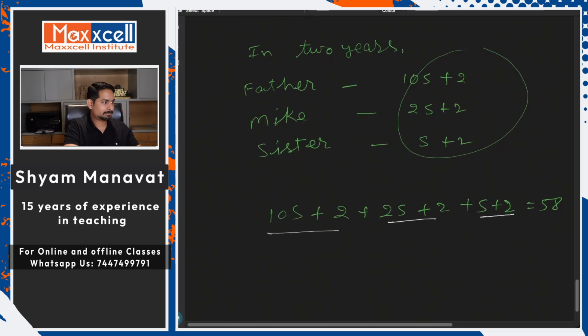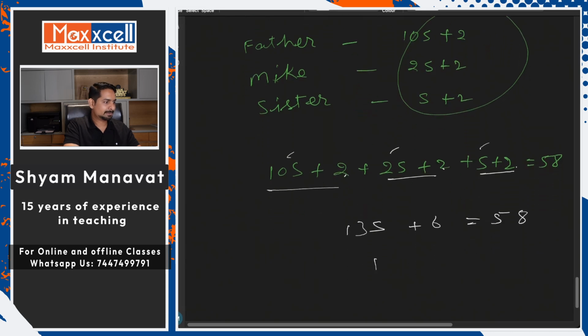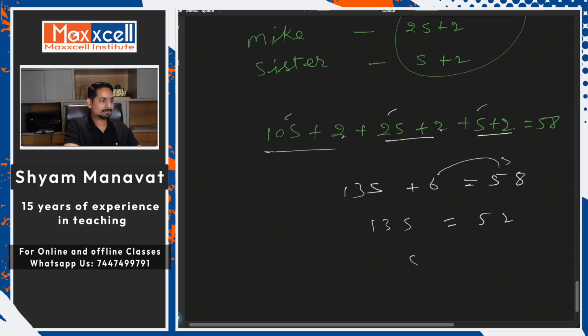Now let me solve this equation for you. 10s plus 2s plus s is 13s. 2 plus 2 plus 2 is 6. That is equal to 58. 13s is equal to 58 minus 6, which is 52. So s is equal to 4. I could do this with mental calculation.